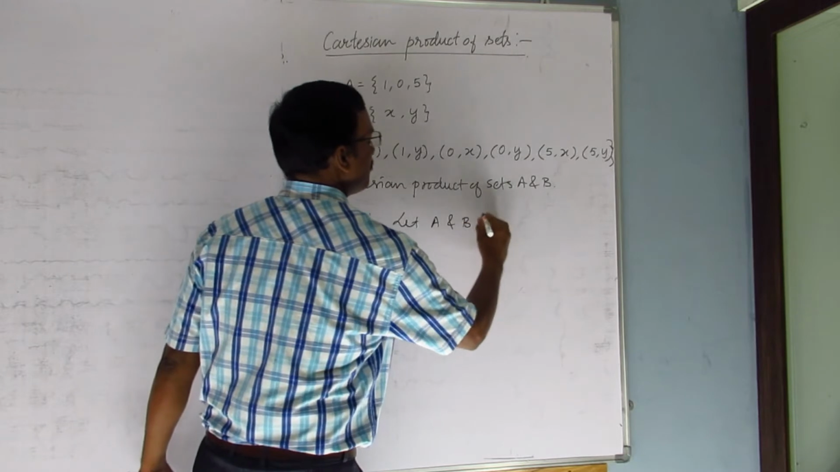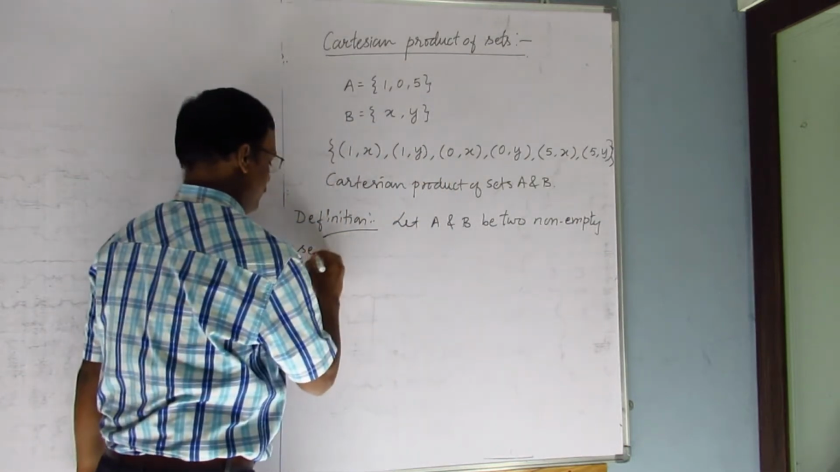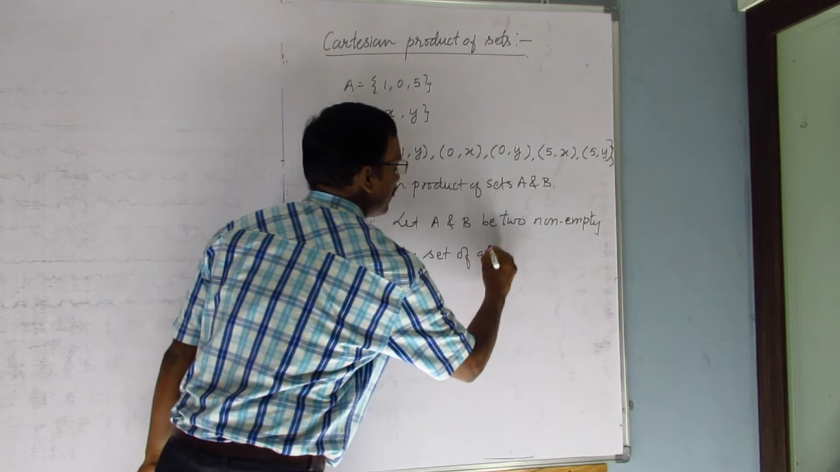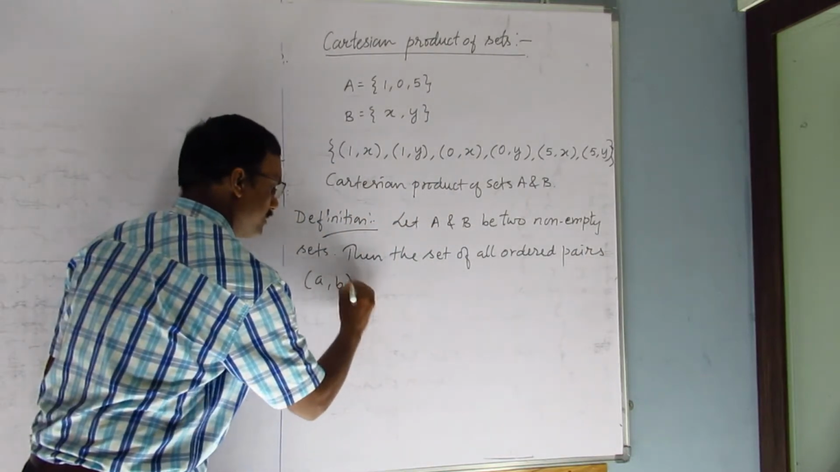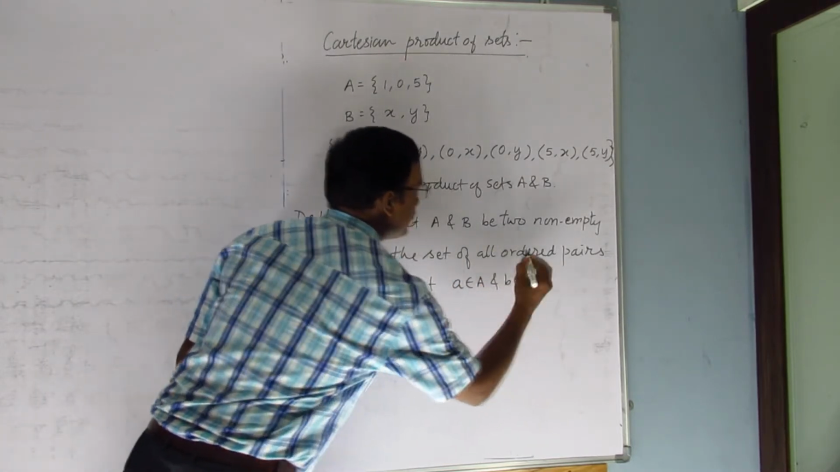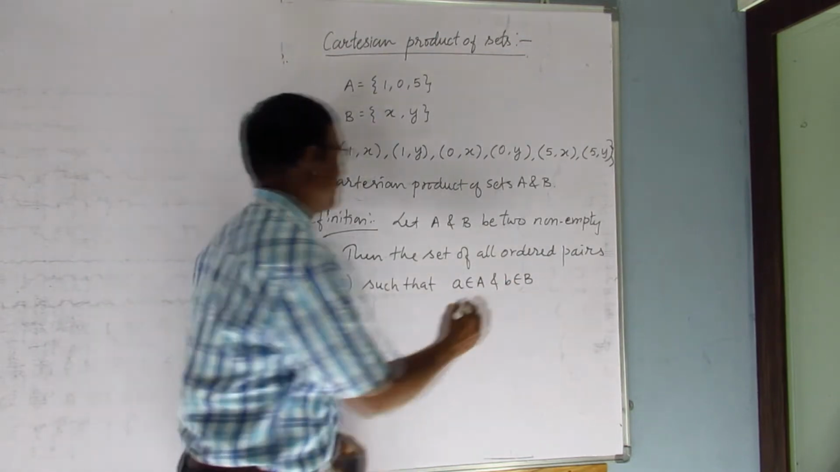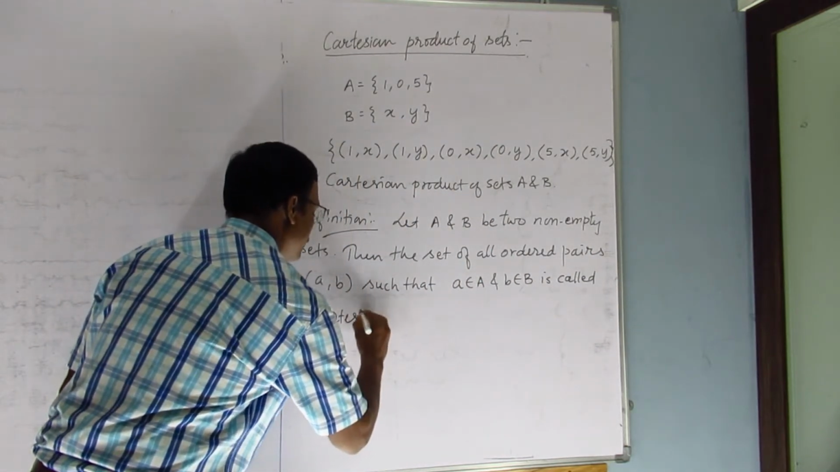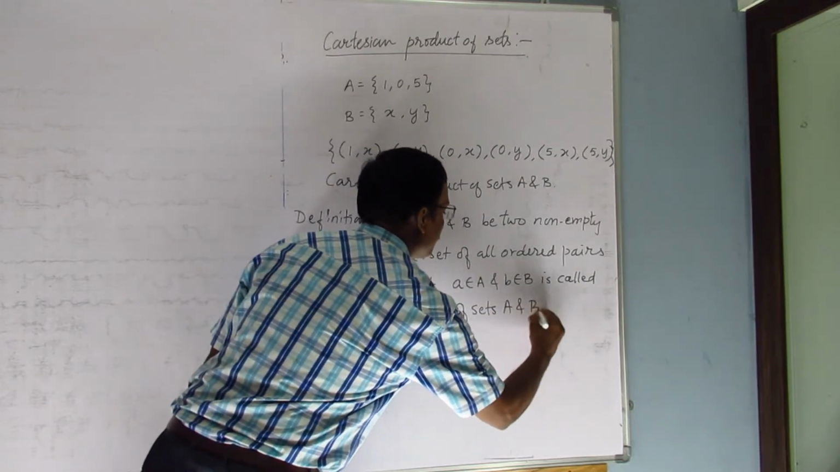Let A and B be two non-empty sets. Then the set of all ordered pairs in the form of (a, b) such that a belongs to A and b belongs to B is called the Cartesian product of sets A and B.